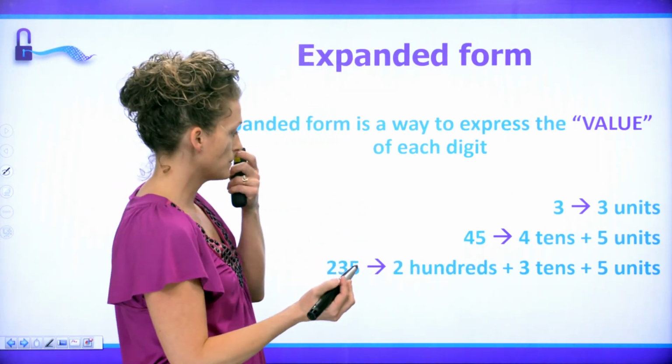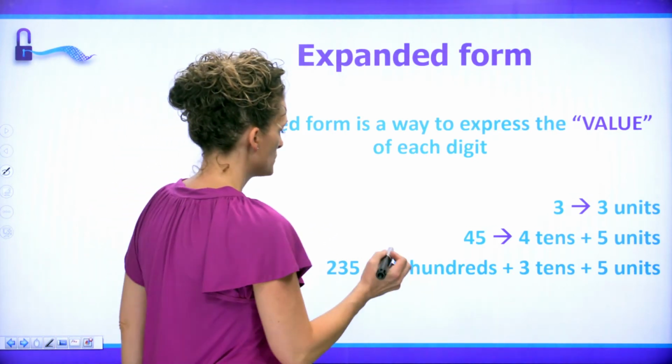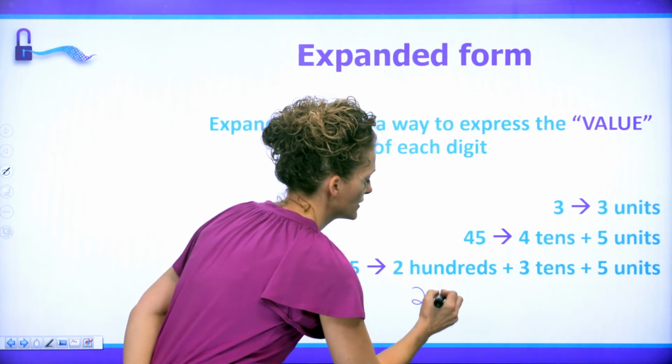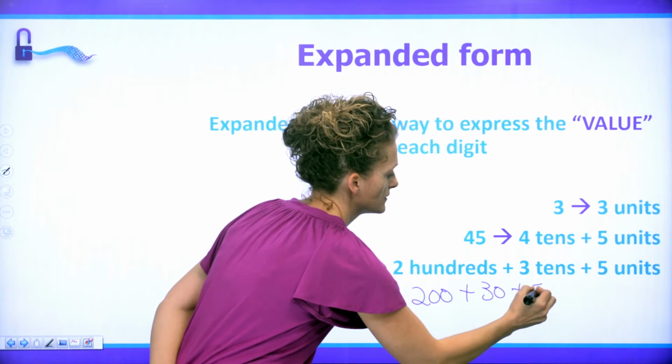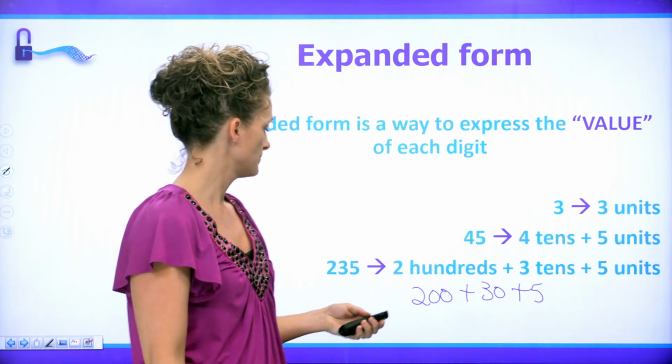Now, if we don't want to use words and we just want to use numbers, we would take 235, for instance. We would write it like 200 plus 30 plus 5. So this is using words, this is using just numbers.